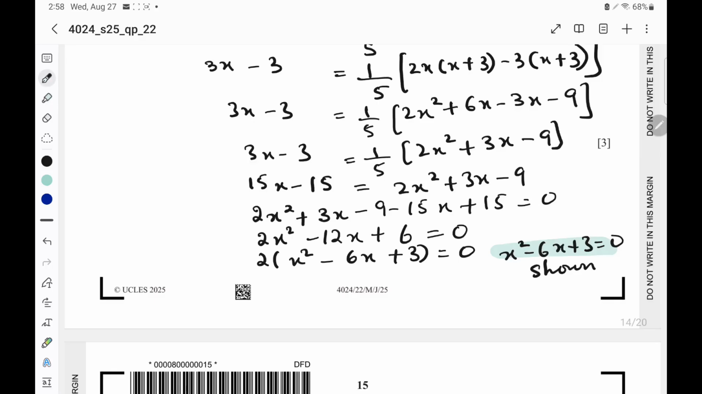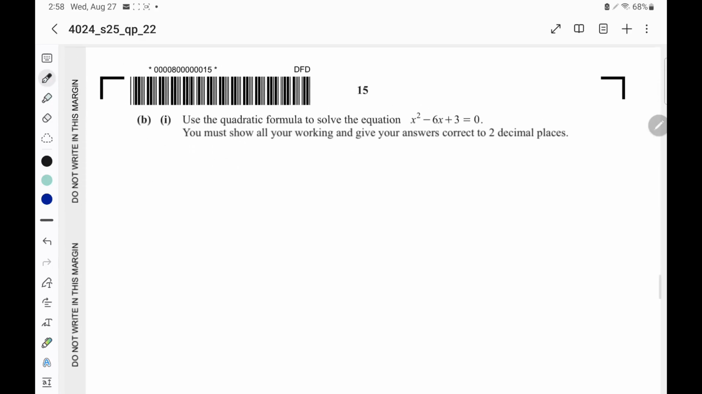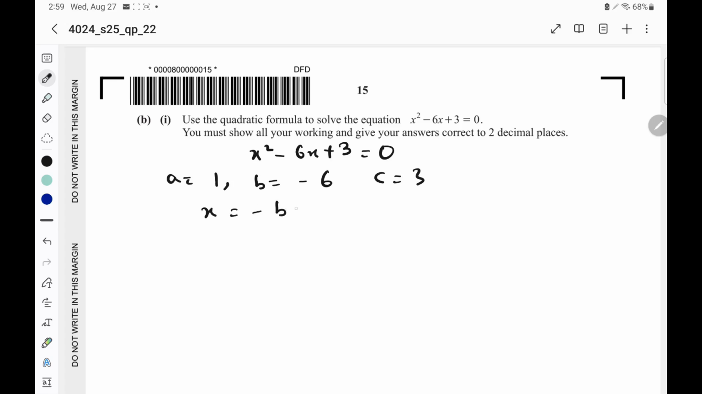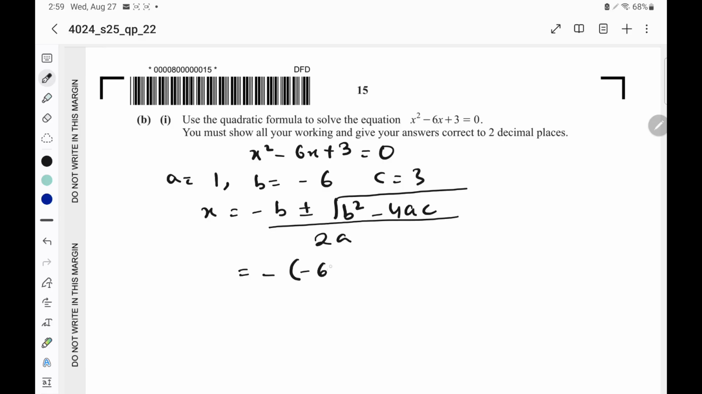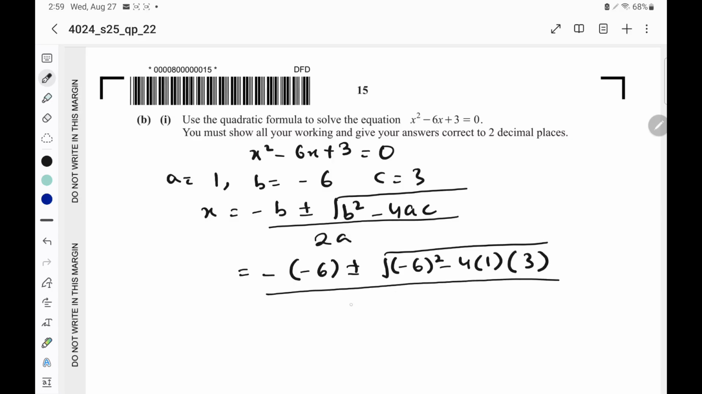Alright, now the next part. Use the quadratic formula to solve the equation. So that is the quadratic formula here: x squared minus 6x plus 3 equals 0. A is 1, B is minus 6, C is 3. x equals minus B plus minus square root of B squared minus 4AC, upon 2A. Minus B means minus minus 6, B squared, C is 3, upon 2 times 1.